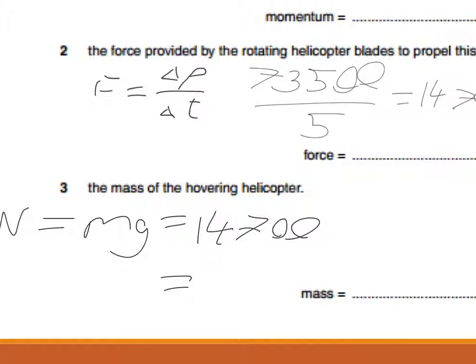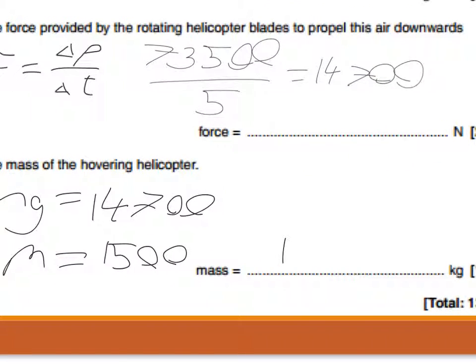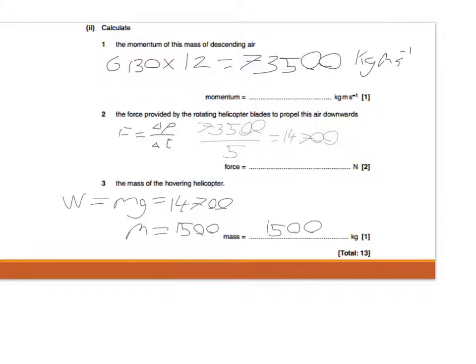So divide throughout by g, 9.81, and we get about 1,500 kilograms, so about 1.5 tons, which is a reasonable mass for a helicopter, just a bit bigger than a car. That's 1,500 kilograms, and there we go.